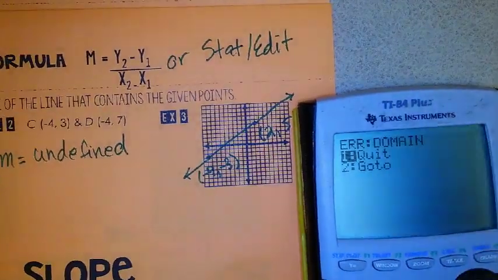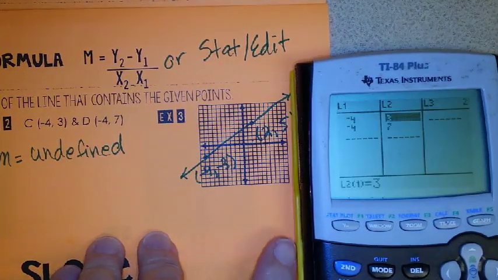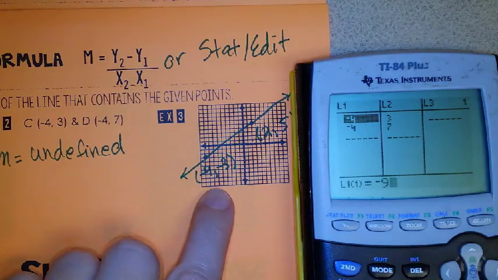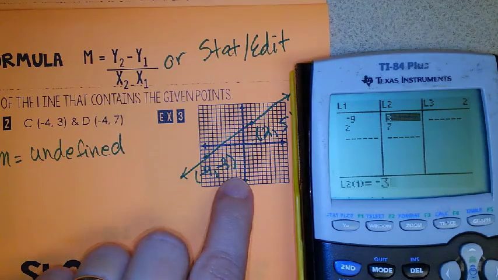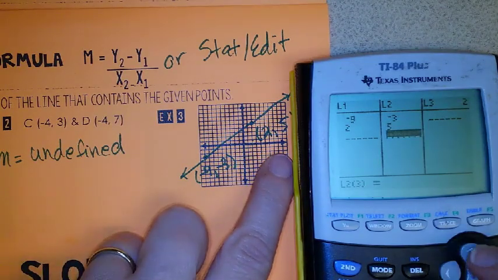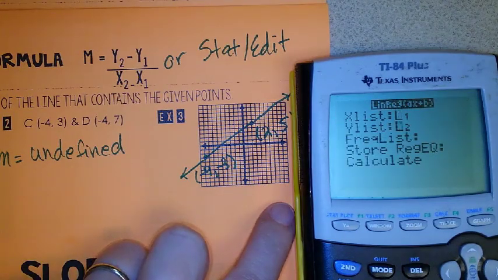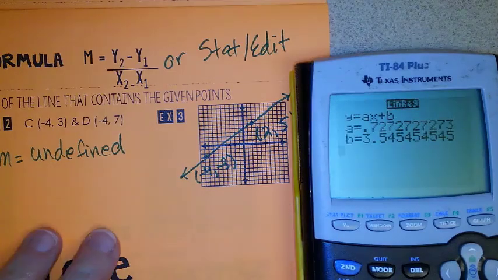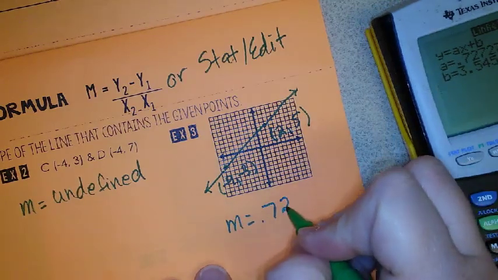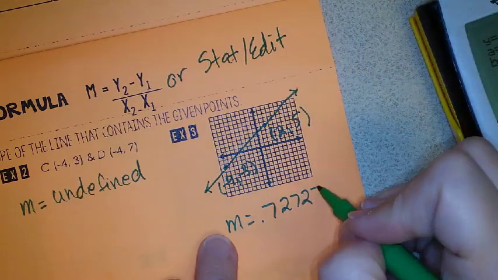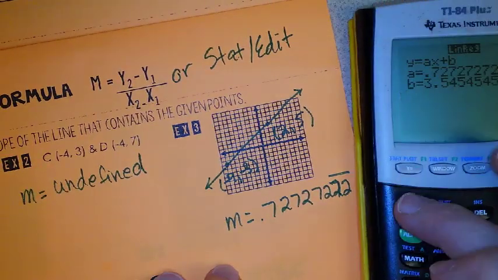So I can come back now, and I can go to stat again, go to edit, and I can put my x values, negative 9 and 2, in list 1. In list 2, I put my y values, negative 3 and 5. And I go back over to stat, calculate, choose option 4, and then arrow down to calculate and hit enter. And it's telling me that my slope, which is what I'm looking for, the a value, is 0.7272, and it keeps repeating.